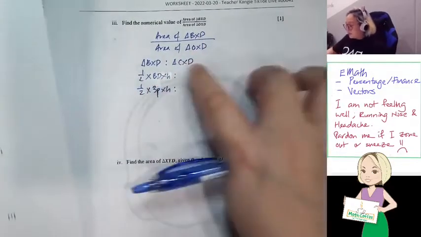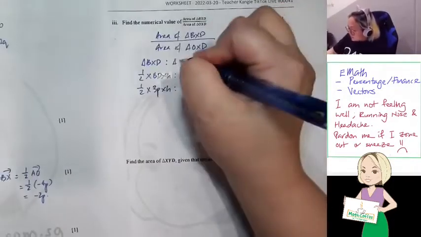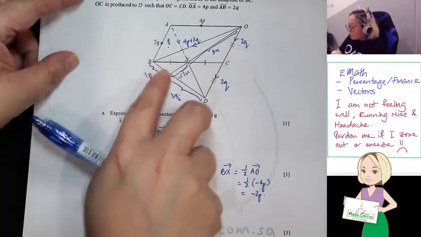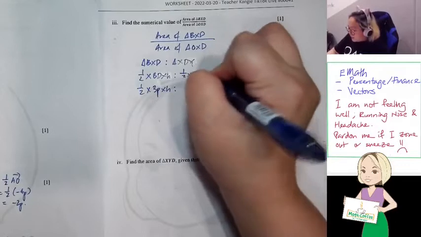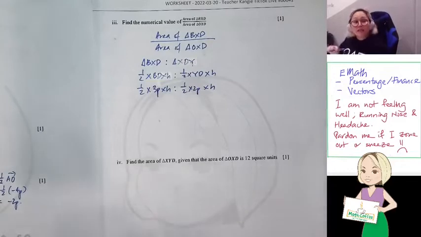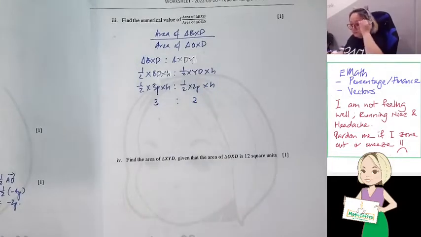Okay, now let's take a look at XDY. So it will be half times 2 part times the height. So this is half times YD times height, which is half times 2 part times height. So if you cancel all the half and the height, you see that they are 3:2. Okay, 3:2. Then now I'm going to use the other triangle.